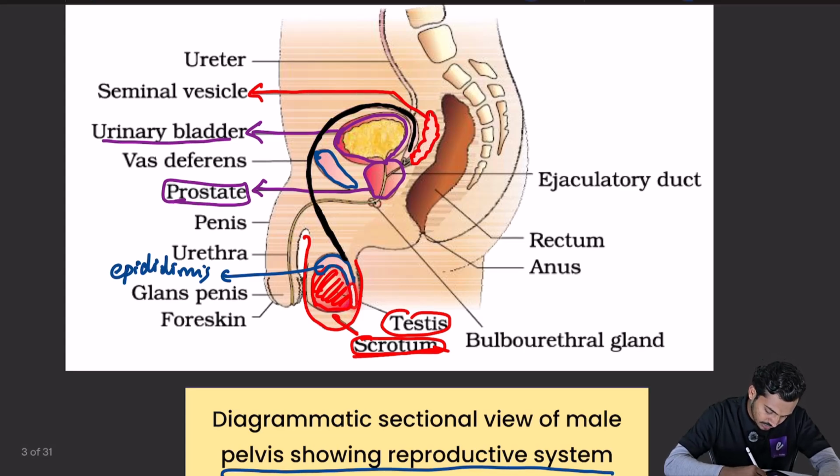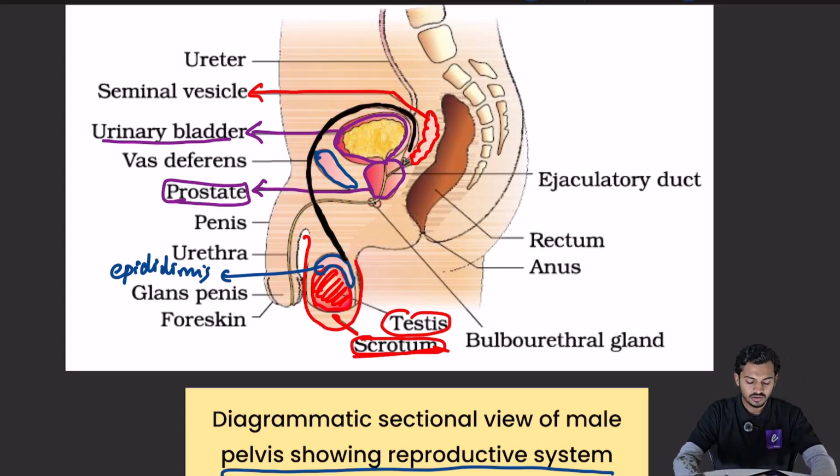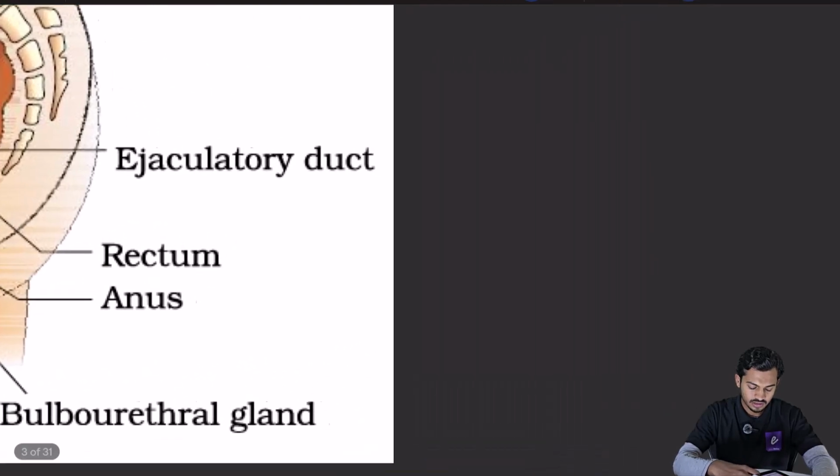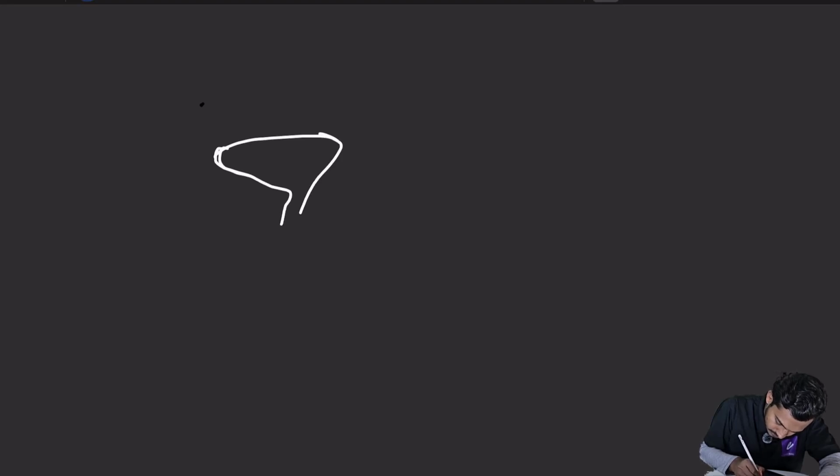The epididymis will continue as the vas deferens. The vas deferens will go up, go into the pelvic region, go around the urinary bladder and come behind the urinary bladder. Now see here, very important. What happens behind the urinary bladder? Let me draw one diagram for you. So this is the urinary bladder, right?